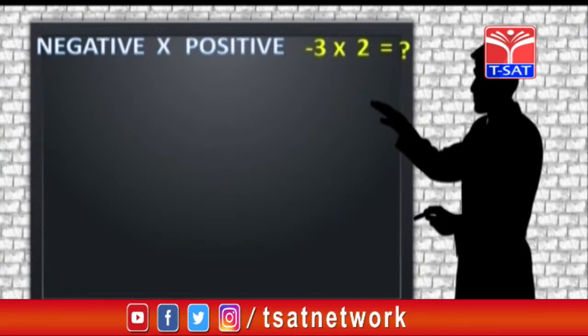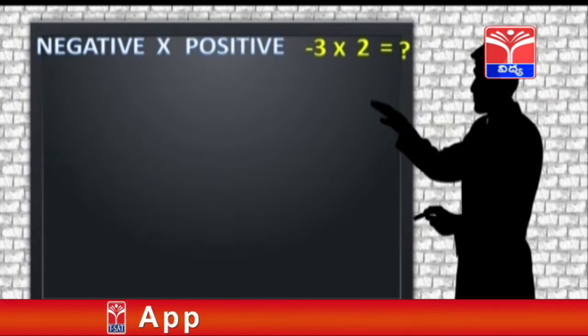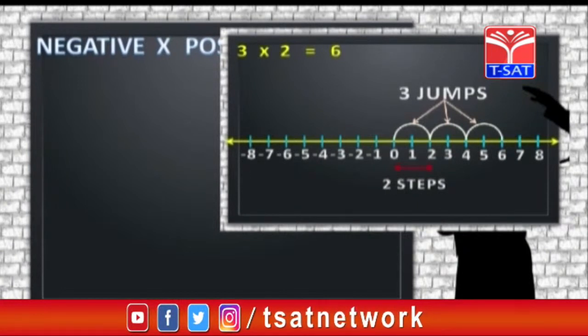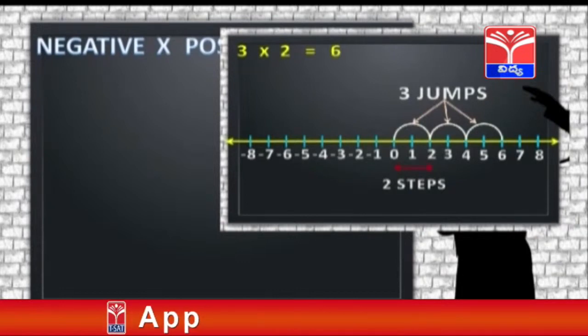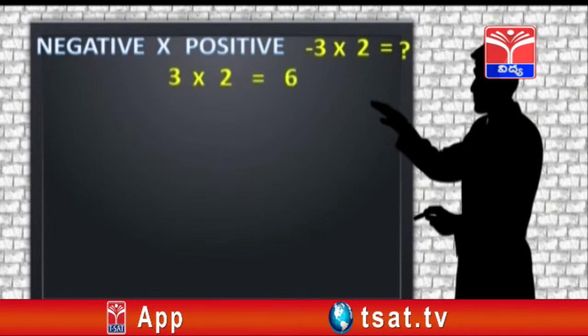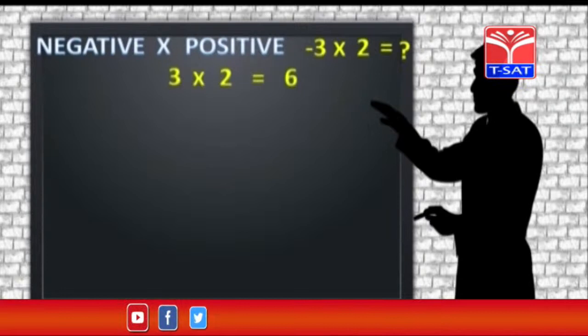Third type of product, negative times positive. For example, -3 into 2 equals to how much? Let us find how much. -3 into 2 gives how much? For this, you remember few minutes back we did this product. 3 into 2 equal to 6. Product of positive into positive equals to positive. Take this result here. I am writing 3 into 2 equal to 6 again here. From this I get the result of this third kind of product.